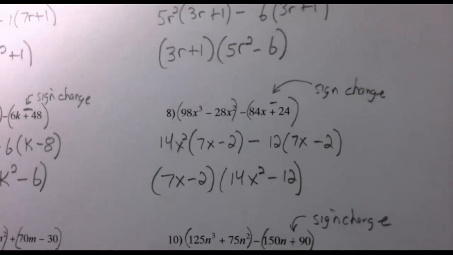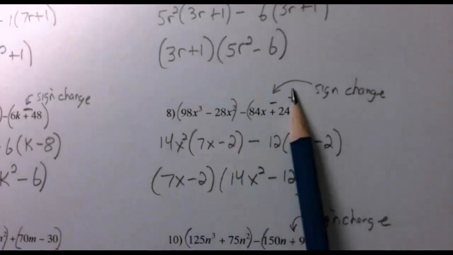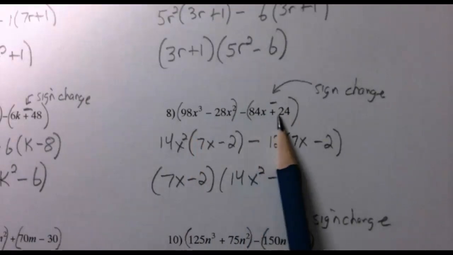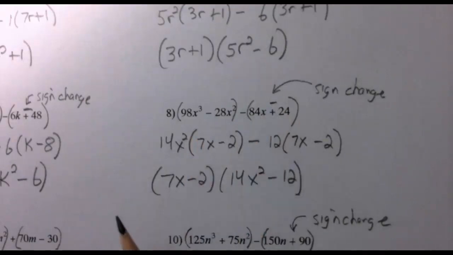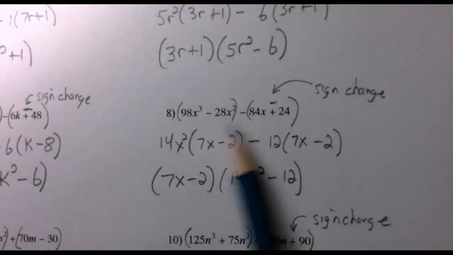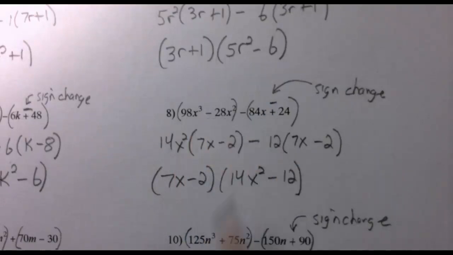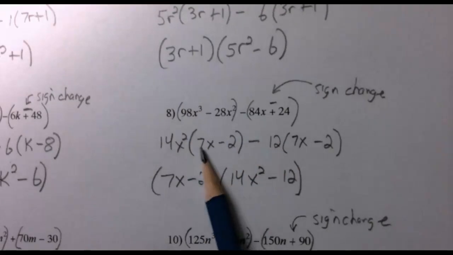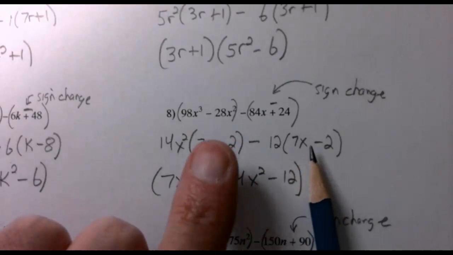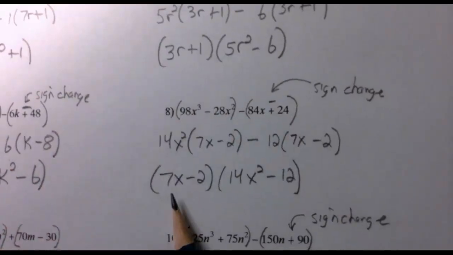All right, number 8. Again, you got to change the sign because that's a negative. So you got to change that sign to a negative. 14x squared is the common factor out of this one, and 12 is the common factor out of this one. That leaves you with 7x minus 2, which is again a common factor of both of these. So take that out and put it right there.